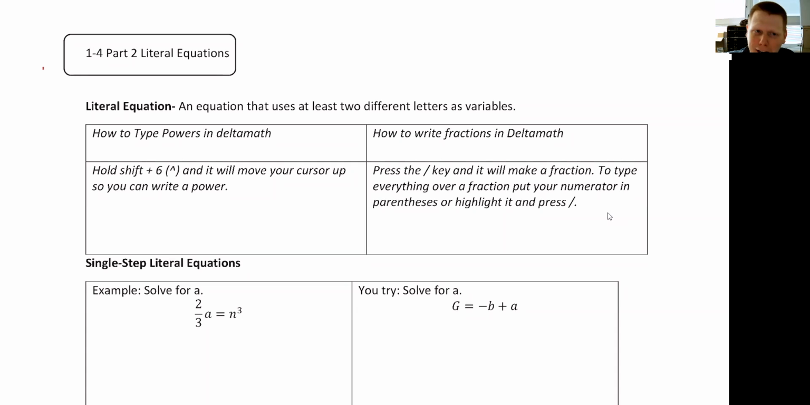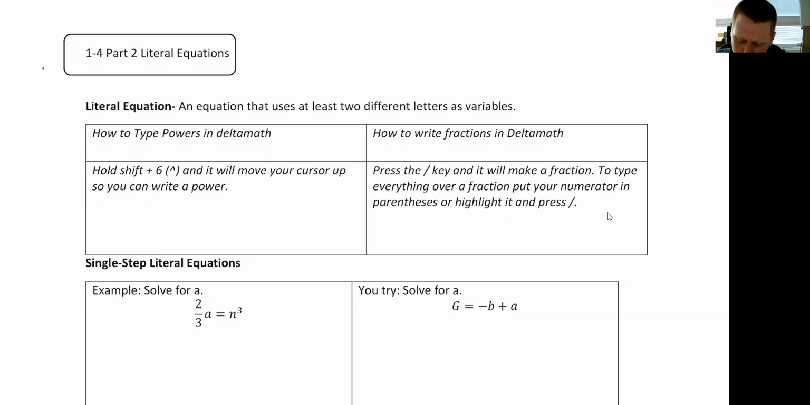We are going to be looking at section 1.4, part 2, literal equations today. A literal equation, in case you're not aware, is an equation that uses at least two different variables. A lot of times you come across these in science if you're looking at different formulas or ways to convert different things. But a couple notes before we jump into our examples today, just some tips to type these into Delta Math.